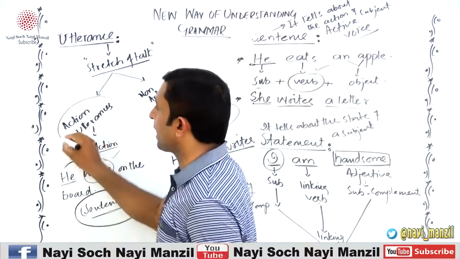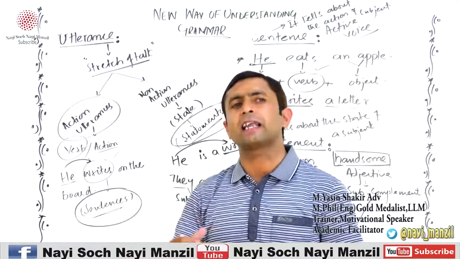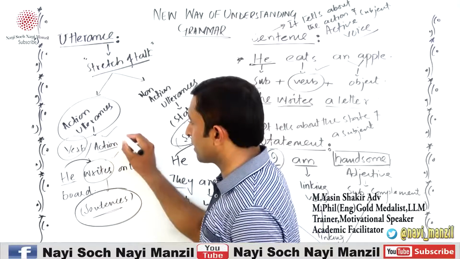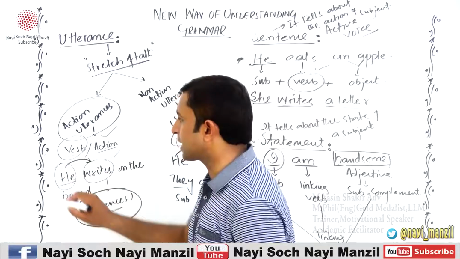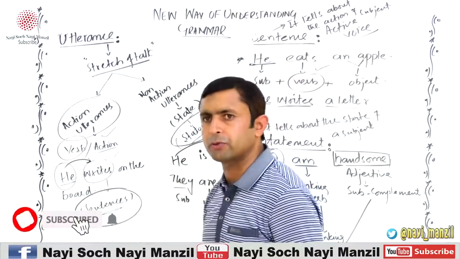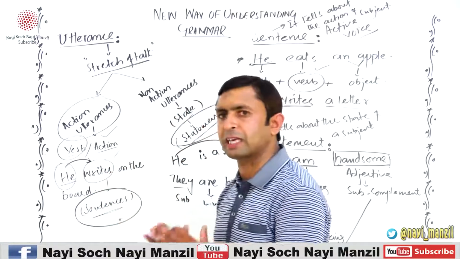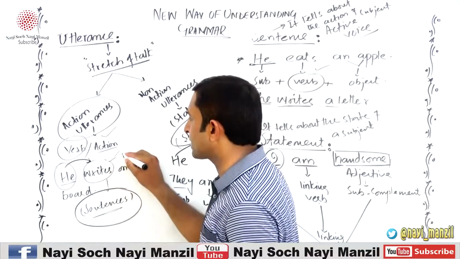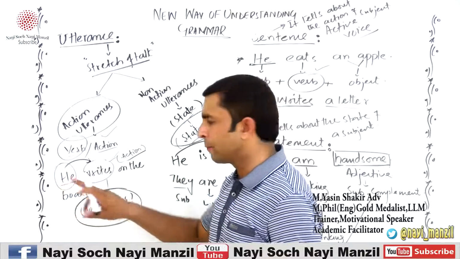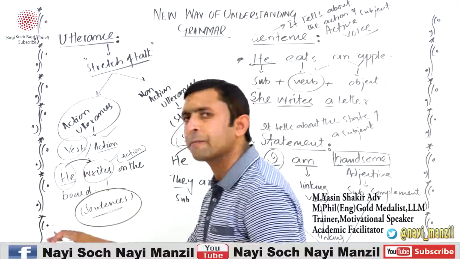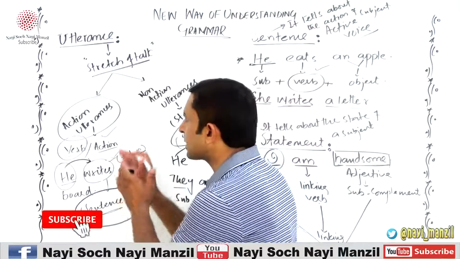If we talk about action utterance, definitely it's based on a verb. A verb is always there in an action utterance. When there is an action, there should be some doer as well. For example: He writes on the board. It means he does something, and what is that thing? Writes. And writes is an action, a doing of the doer. And who is the doer? The doer is he. What he does is write, and this is his action.